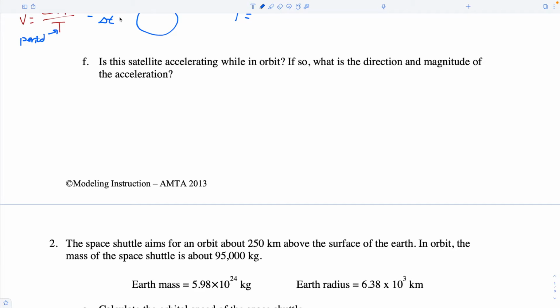Okay, is this satellite accelerating when in orbit? Well, I will tell you the speed is constant, right? When you find that speed, it's constant, but just think of circular motion, what's always happening in order to keep it moving in a circle. And then when you are trying to find the direction and magnitude of the acceleration, remember we're talking about centripetal acceleration, which there is an equation for that's on your equation sheet. So if you're stuck, look at that.